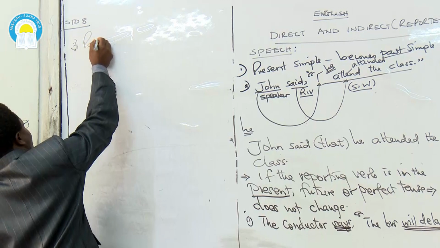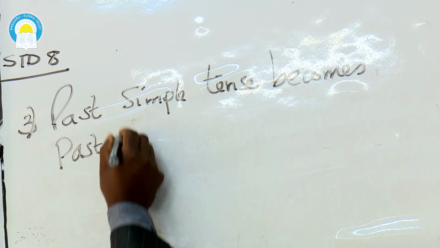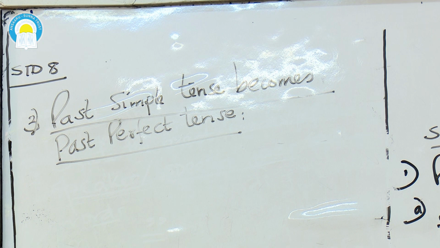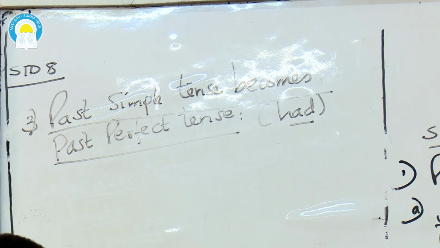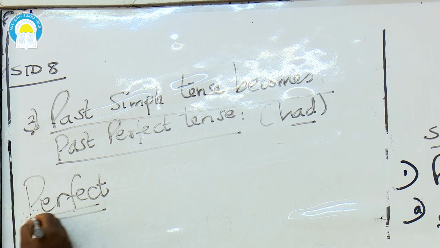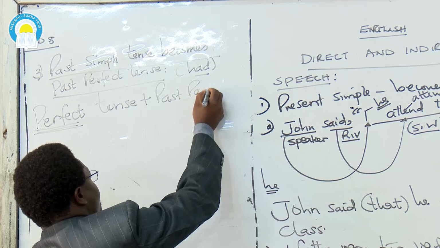That past simple tense now becomes past perfect tense. The viewers watching at this moment shall bear with me that a sentence is said to be in the past perfect tense if we have the auxiliary had. The auxiliary had is used to remind us of past perfect tense. And as a rule states, any moment you introduce an auxiliary in the perfect tense, the subsequent verb should be in the past participle.